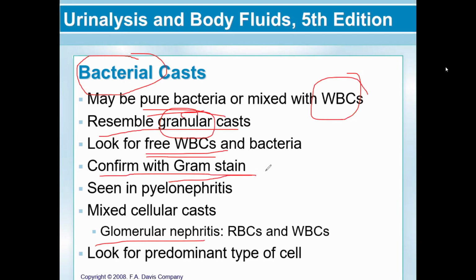If it gives you a violet purplish color, that may indicate an infection with a gram-positive microorganism, or a pink color, a gram-negative organism. Okay? So, this can also be seen in your pyelonephritis. Okay? So for mixed cellular casts, we can also see it in your glomerulonephritis. That's a combination of your red blood cells and your white blood cells. Okay? So next. So remember this.